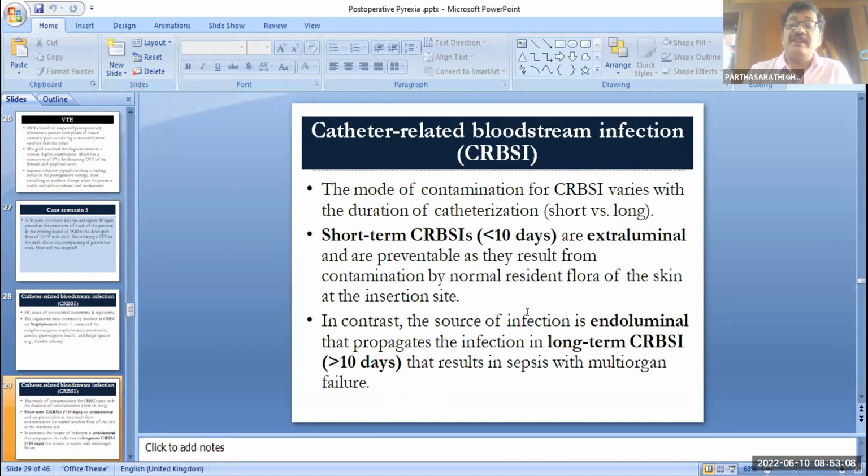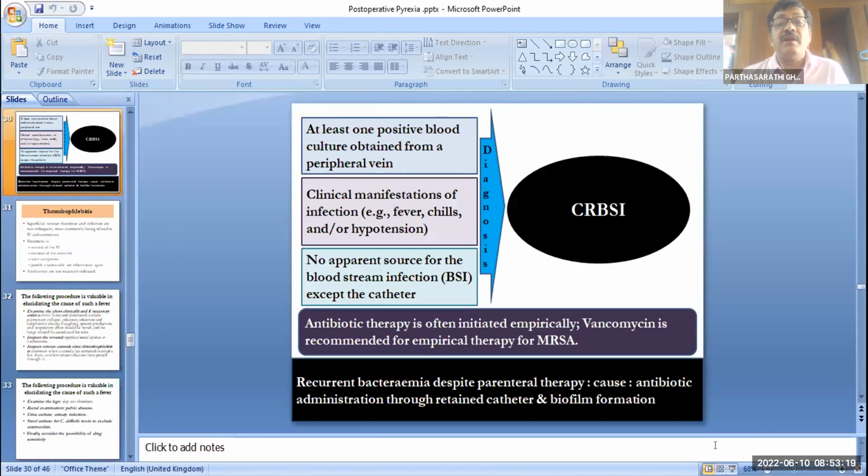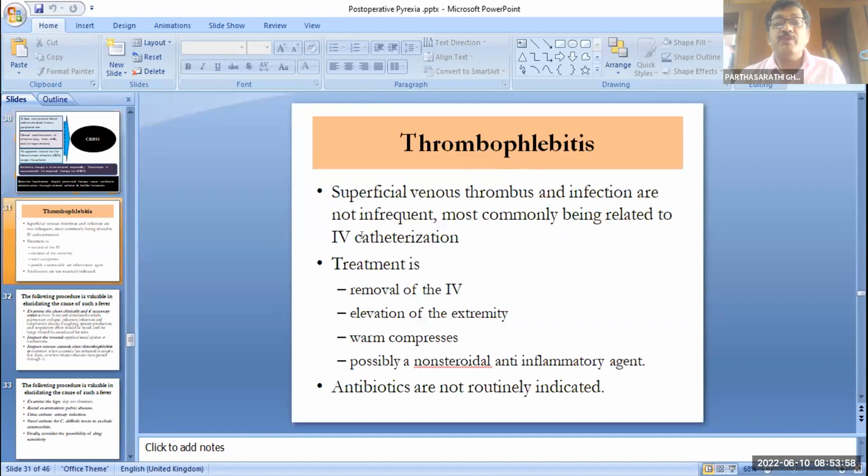If it is less than 10 days, generally the infection comes from the skin through the extraluminal route. But if it is after 10 days, it may be intraluminal. In these cases you need at least one positive blood culture, not only sending the tip. You have to go for blood culture to make the diagnosis, with the clinical manifestation and no other source of blood-borne infection. Then you consider that you are getting a CRBSI. If it is within 10 days and you are dealing with a staphylococcal infection, you go with vancomycin. You have to start that. And of course, if you remove the catheter, you have to send the tip for culture. Yes, right.